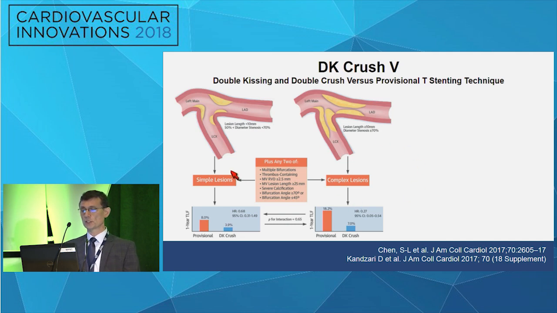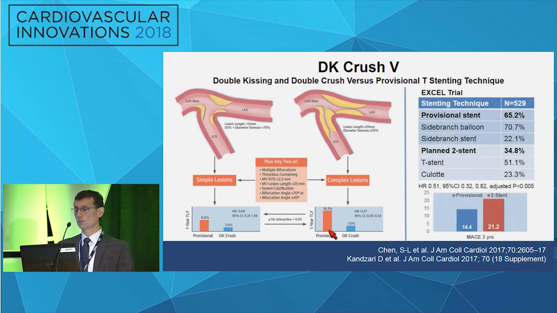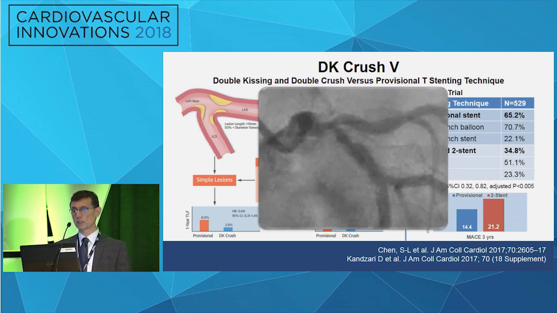In this paper it shows that either simple lesions or complex lesions did a little bit better with DK crush, and there was no interaction. But it seems that it's better to use it in the more complex lesions. In the EXCEL trial, provisional stenting was used in 2/3 of the cases, while planned 2 stents was used in about 1/3 of the cases, and DK crush was not utilized because the operators preferred not to do DK crush because of the complexity.